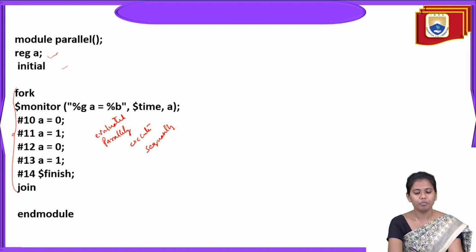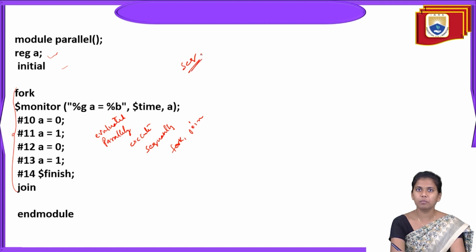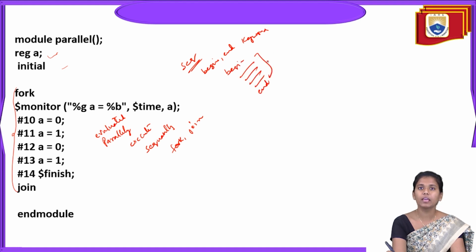So for the parallel statements, we are using the keywords fork and join, isn't it? Whereas for sequential statements, we are using begin and end. Begin and end are the keywords. So within begin and end, all the statements will be evaluated serially and executed sequentially.